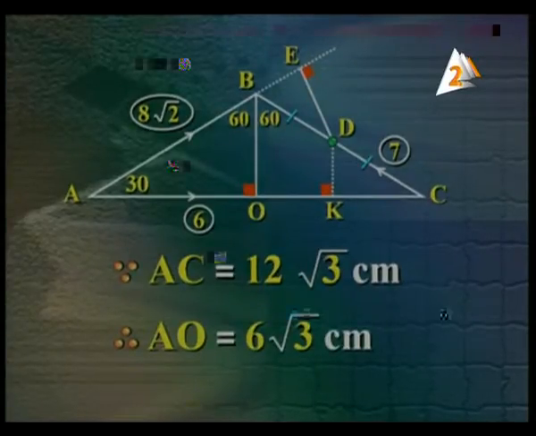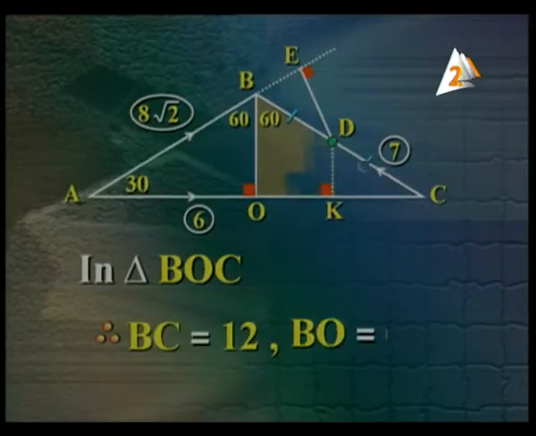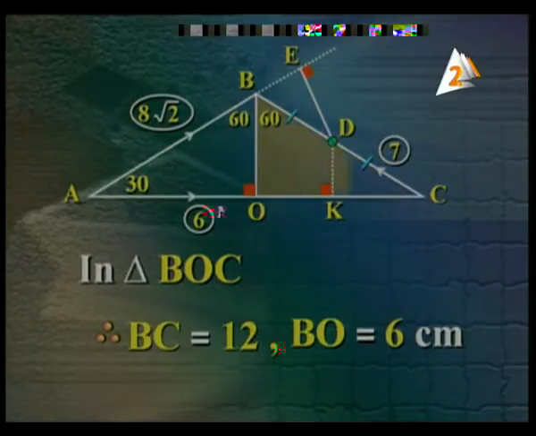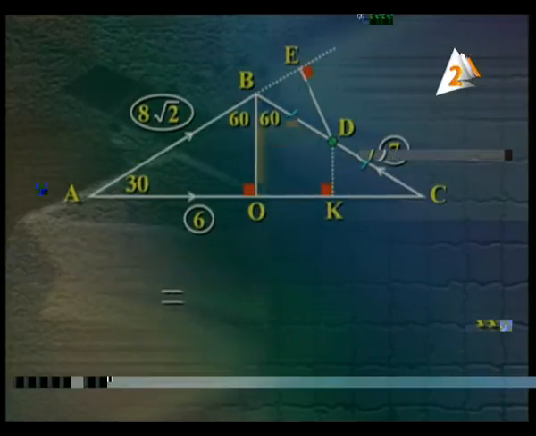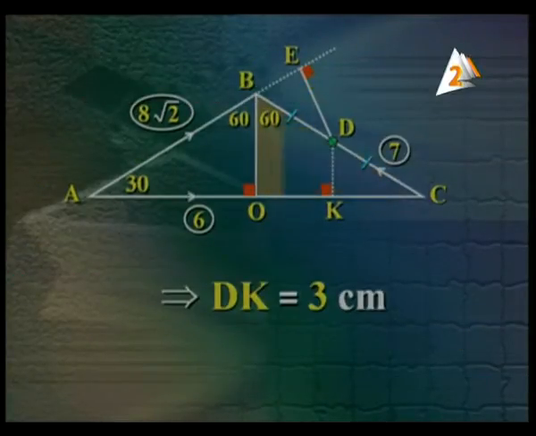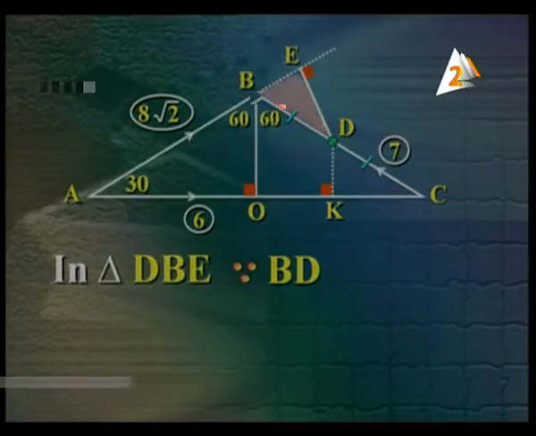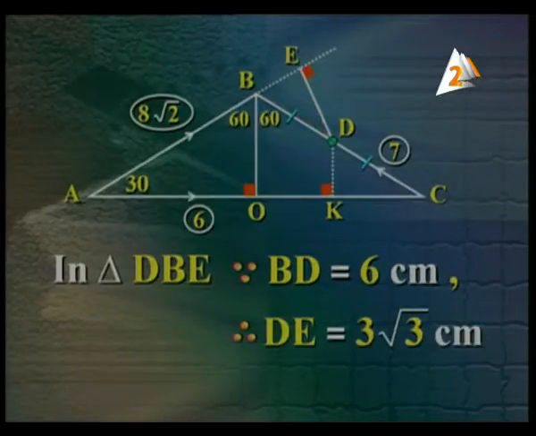And now we say in triangle BOC, BC equals 12. Also, BO equals 6 centimeter, hence DK equals 3 centimeter. And in triangle BDE, since DB equals 6 centimeter, therefore DE equals 3 root 3 centimeter.